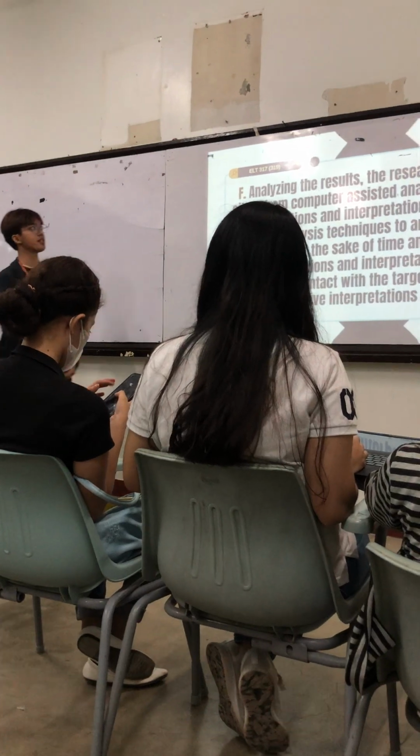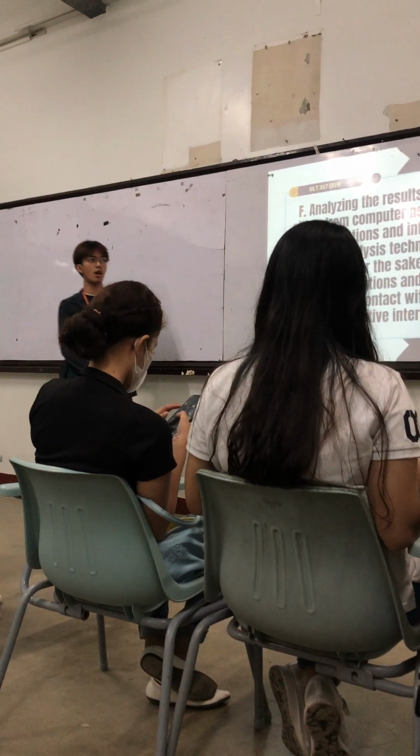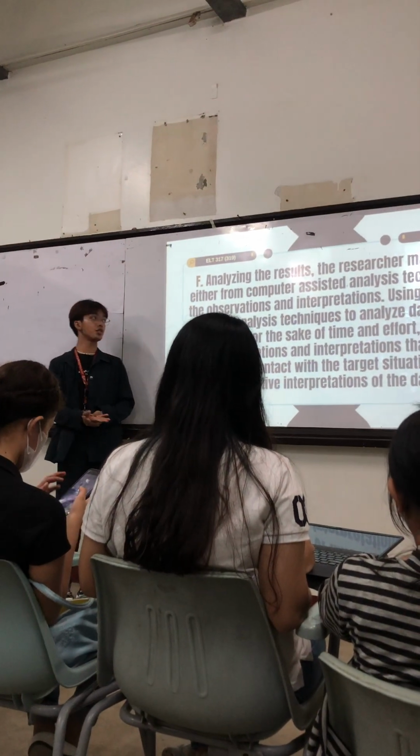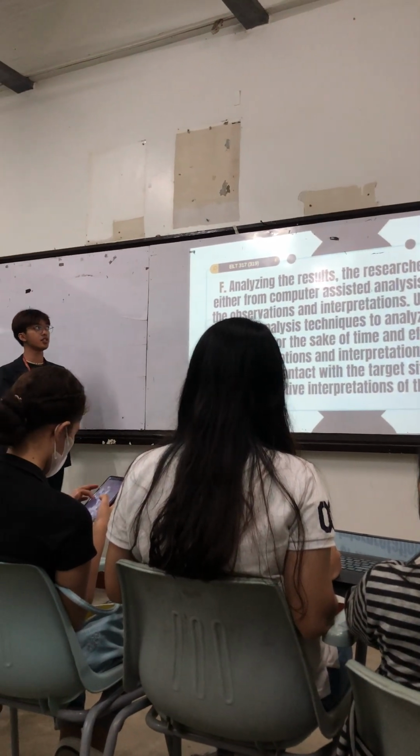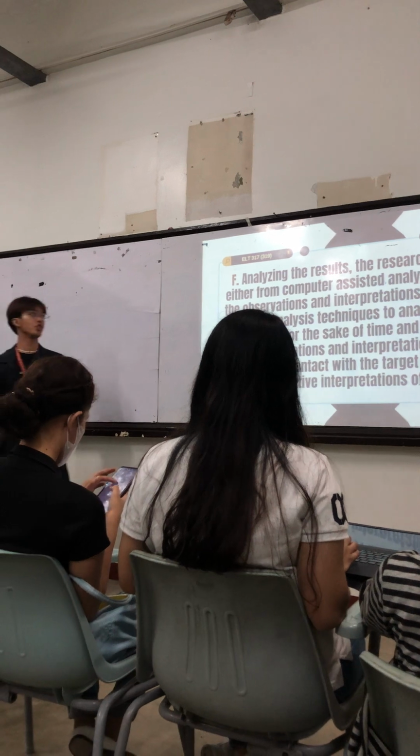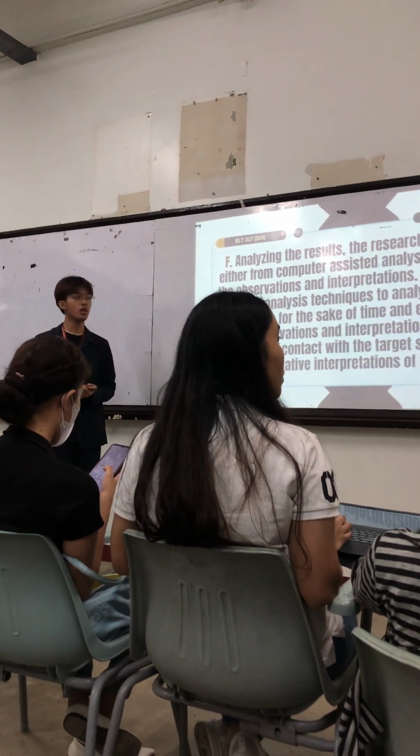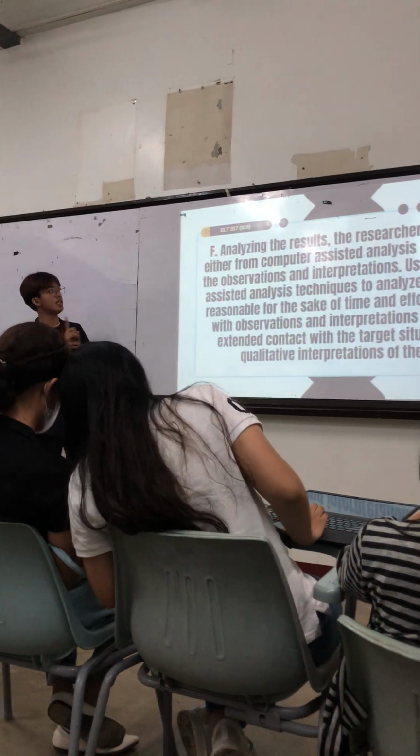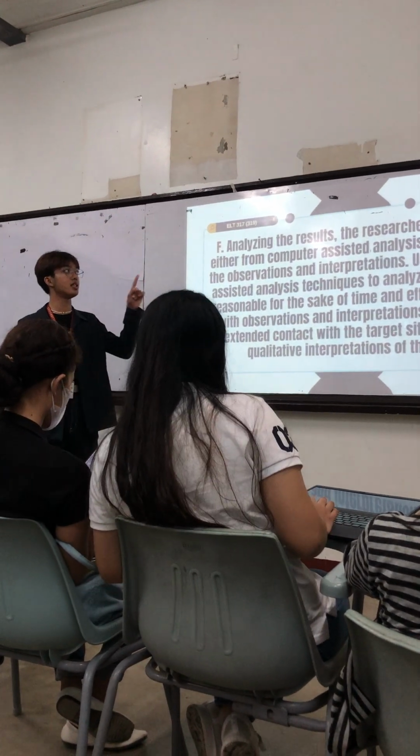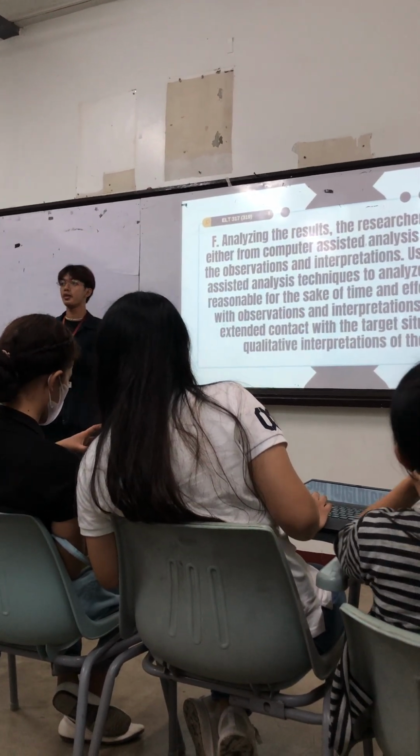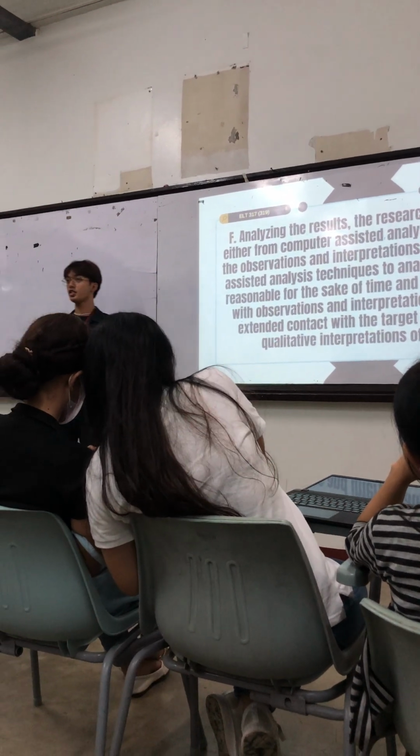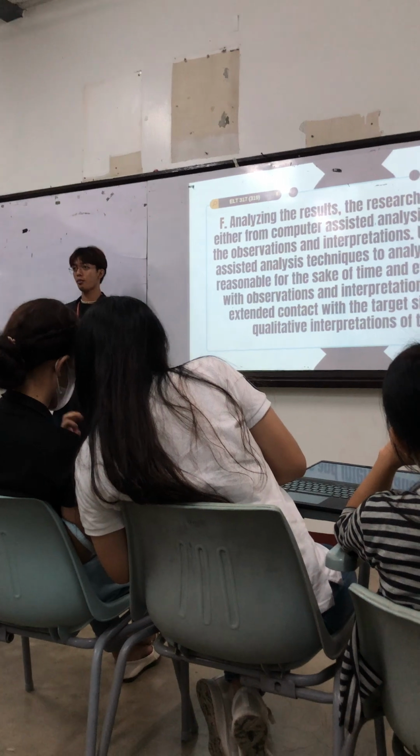So, since we're done discussing section E, which talks about how we gather data and the tools that we can utilize in order to gather data, now let us proceed to section F, which mainly talks about how to analyze the result. We have two types of techniques that we can use. The first one is the computer-assisted analysis techniques, or computer-based techniques. Next is the observation and interpretation.